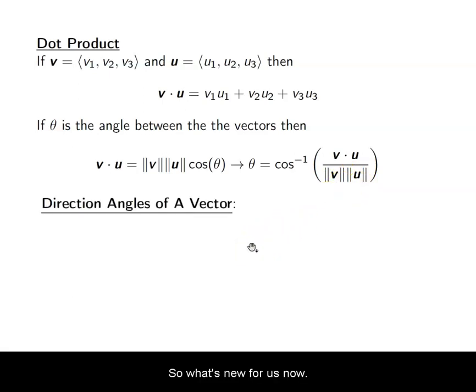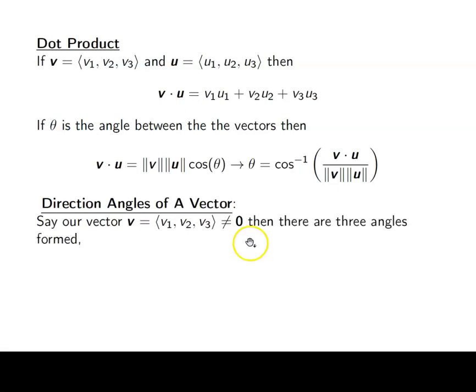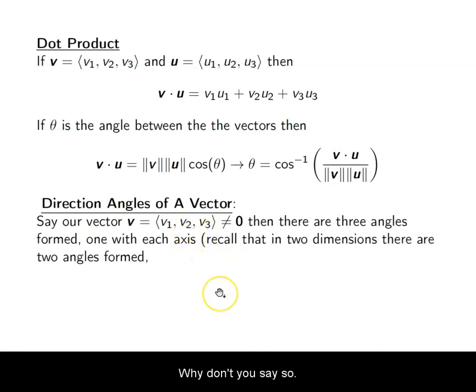So what's new for us now is the direction angles of a vector. Say that we have a non-zero vector whose components are v1, v2, v3, so they're not all 0. Then we have 3 angles that are formed. Our vector forms not just an angle with the x and y axis like it did before, but now it forms an angle with the x-axis, the y-axis, and the z-axis. One with each axis.